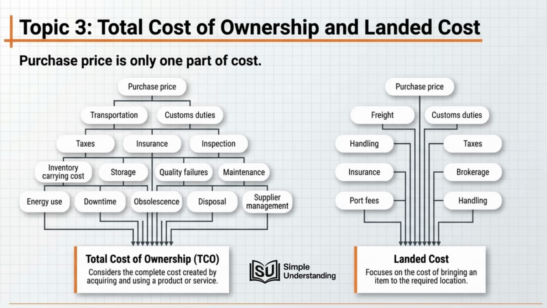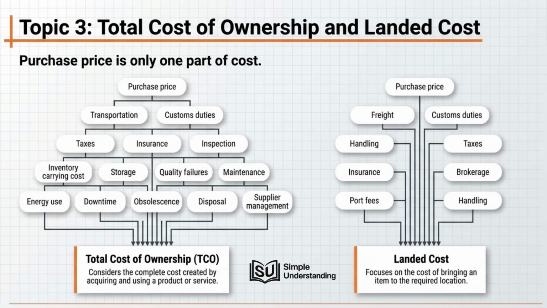Topic 3. Total cost of ownership and landed cost. Purchase price is only one part of cost. Total cost of ownership, commonly known as TCO, considers the complete cost created by acquiring and using a product or service. TCO may include purchase price, transportation, customs duties, taxes, insurance, inspection, handling, inventory carrying cost, storage, quality failures, maintenance, training, energy use, downtime, obsolescence, disposal.